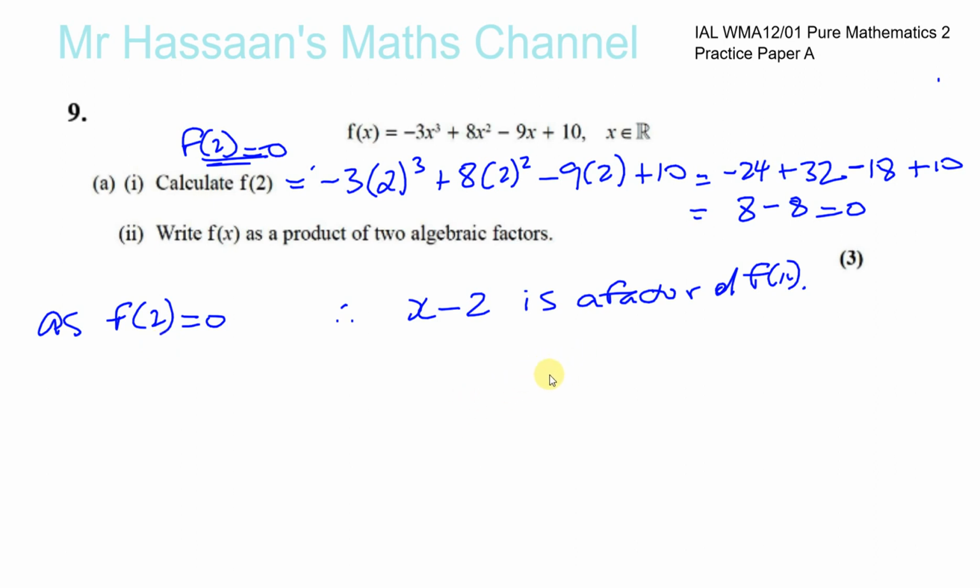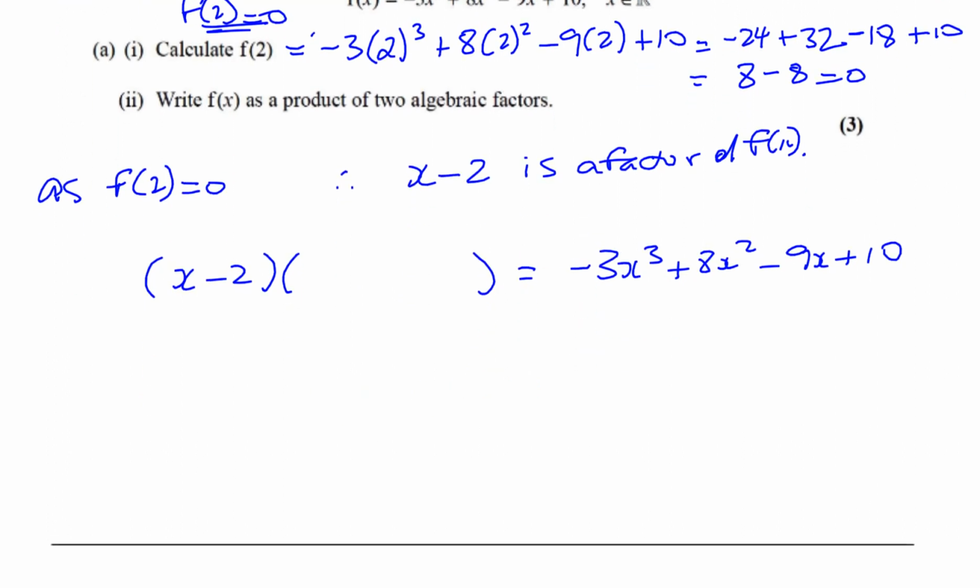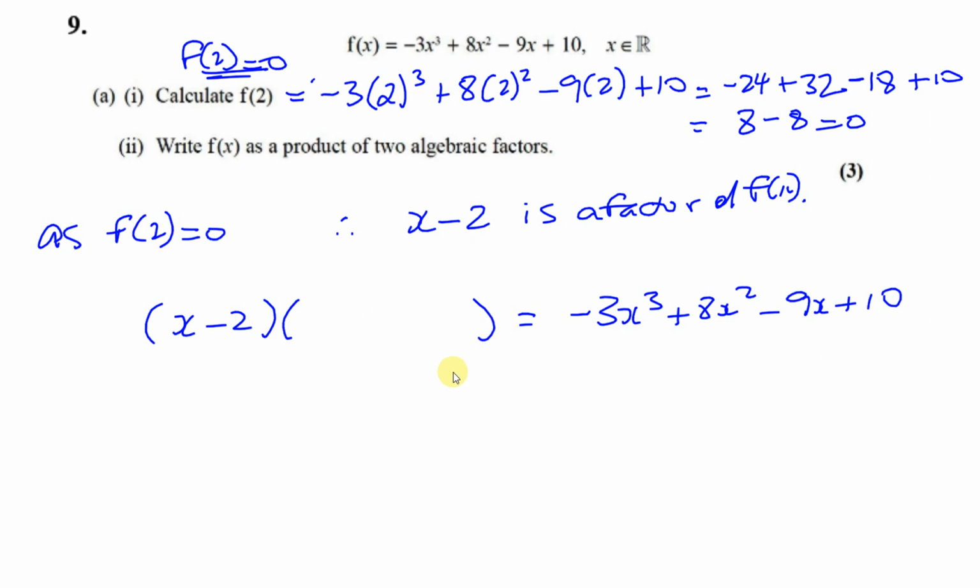Now, so we can say that x minus 2 multiplied by something is going to give me minus 3x cubed plus 8x squared minus 9x plus 10. So we want to find what this is. Now there's different ways of doing it. One of them is algebraic long division, and it doesn't tell us to use that method, so it's up to you. Sometimes they do insist on it, but we know that there's going to be a quadratic times a linear which is going to give us a cubic. So this is going to be ax squared plus bx plus c.